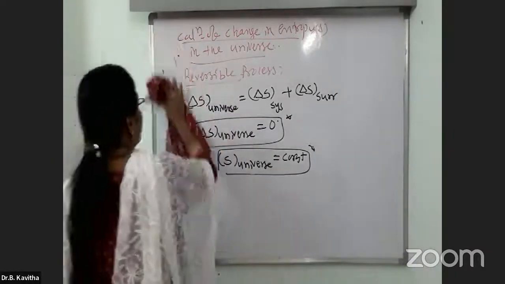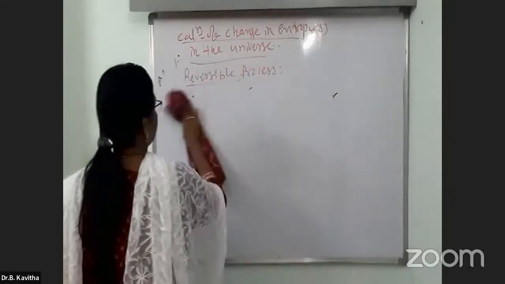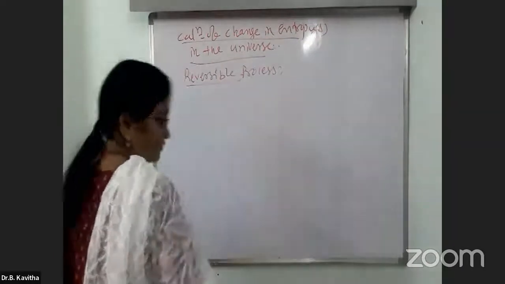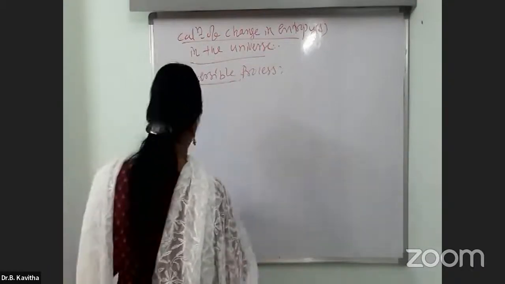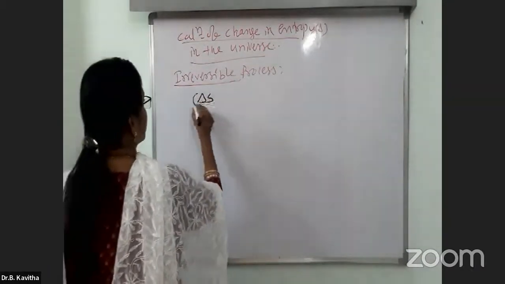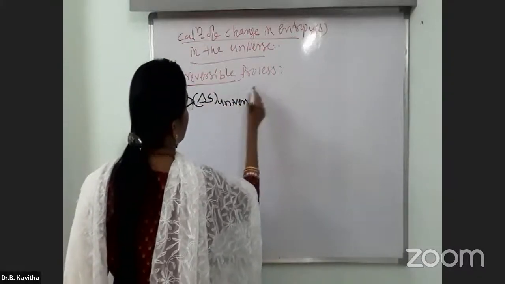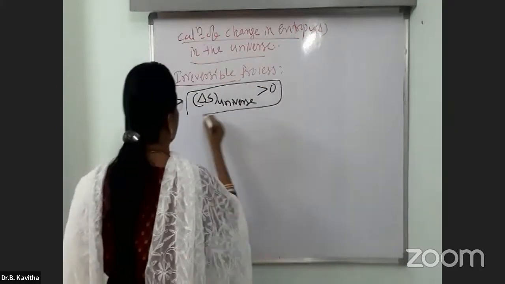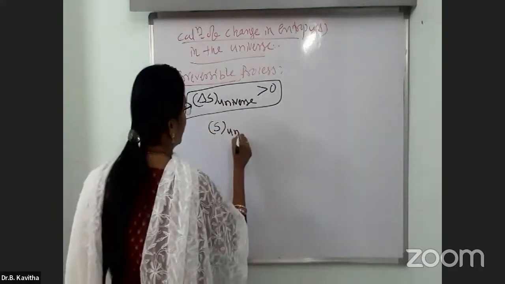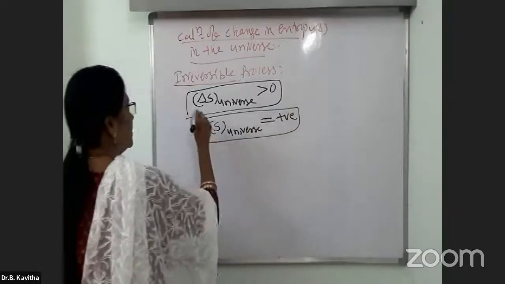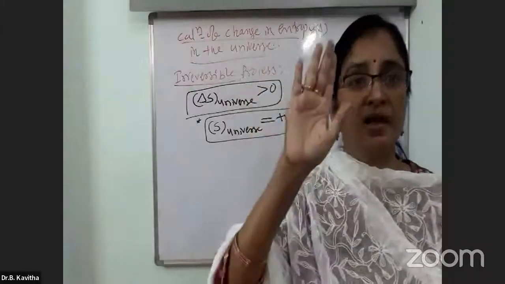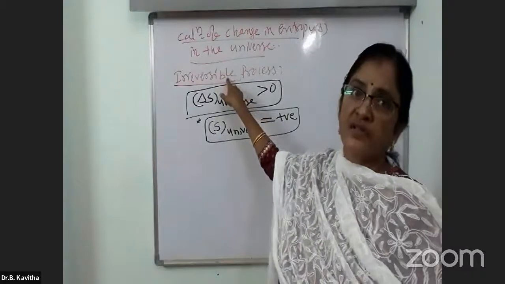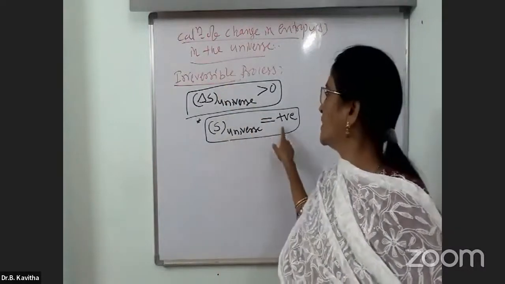Now if you see the irreversible process, the same thing. In the irreversible process, when we calculate delta S of the universe, you'll get this value as greater than 0. Earlier it was 0. Greater than 0 means positive or negative? Positive. It is positive. This is one of the very, very important ones. That means always in the irreversible process the entropy of the universe increases. Remember that: in the irreversible process, entropy of the universe increases.